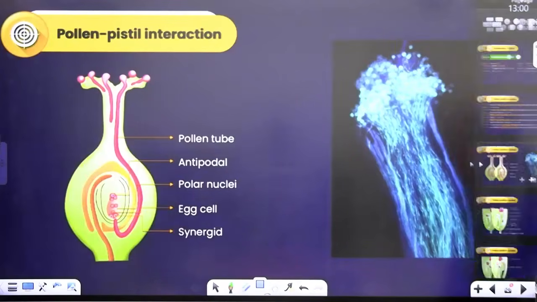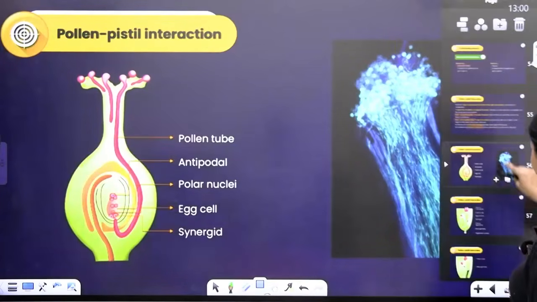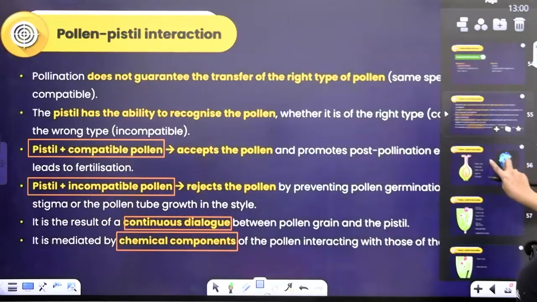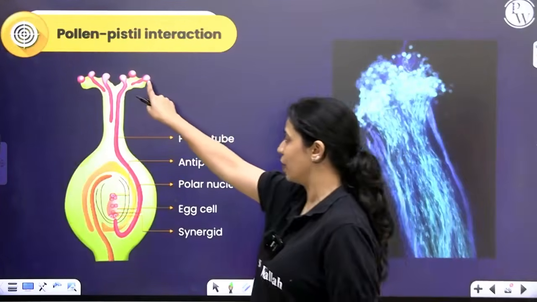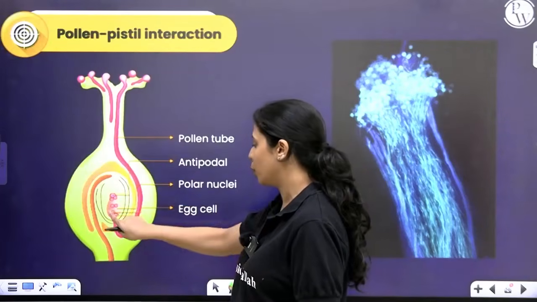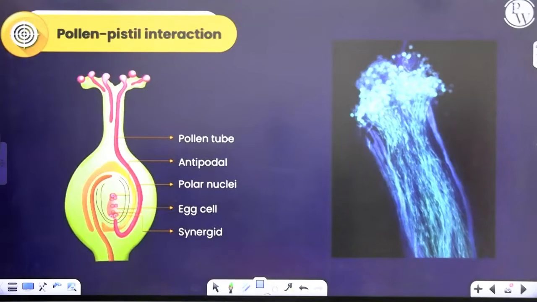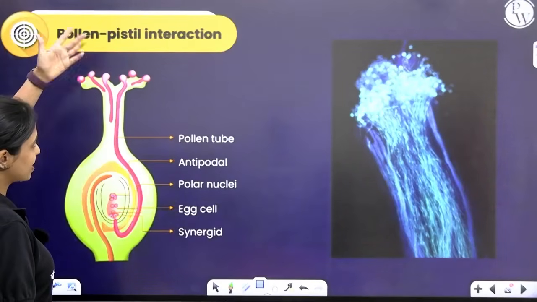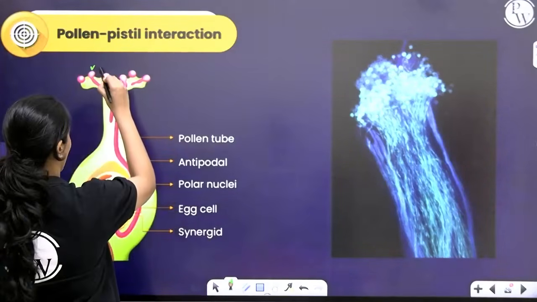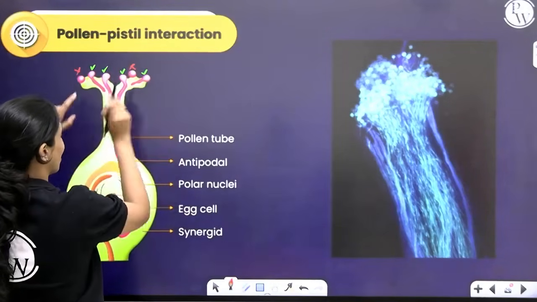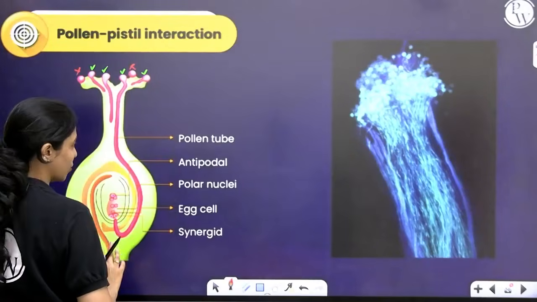Now, what happens during pollen-pistil interaction? I'll tell you all the events that take place from the time the pollen grain falls on the stigma to the time the pollen tube enters the ovule. All of the events that take place together, we call it the pollen-pistil interaction. Okay. Now, pollen grain has fallen. Let's say it is compatible. These ones are compatible. These ones aren't. So these are not allowed to form a pollen tube. The others are allowed to form a pollen tube.